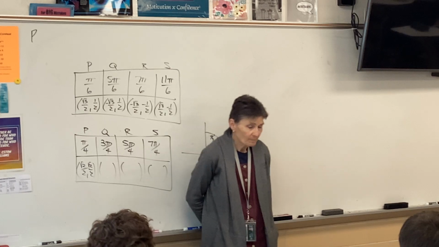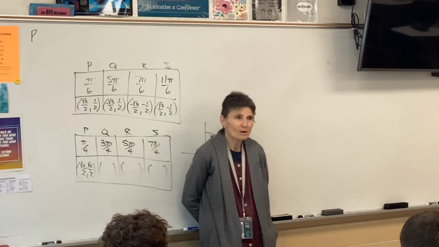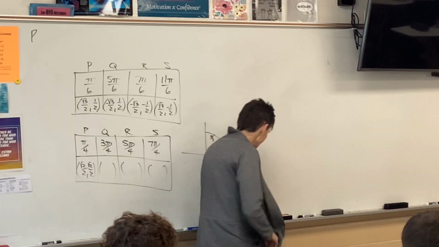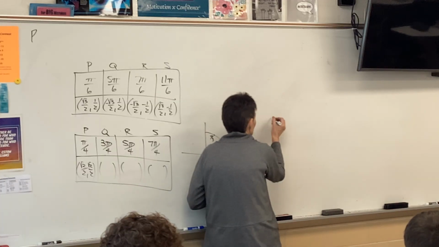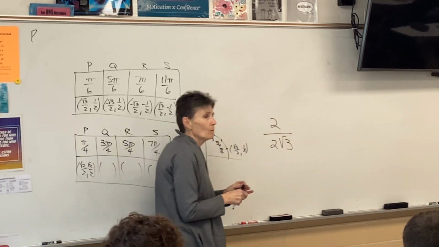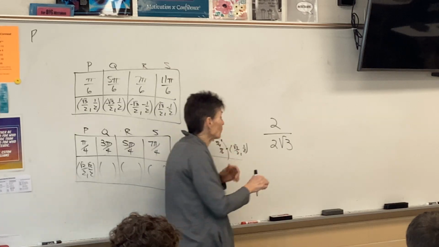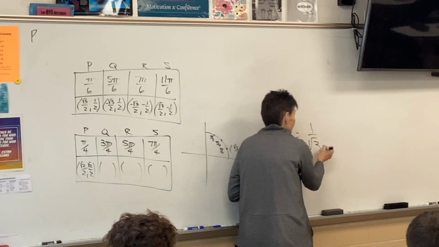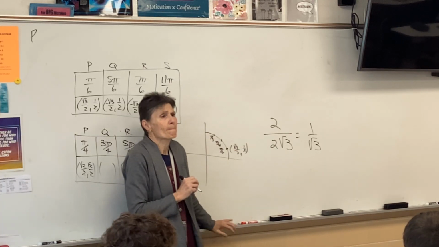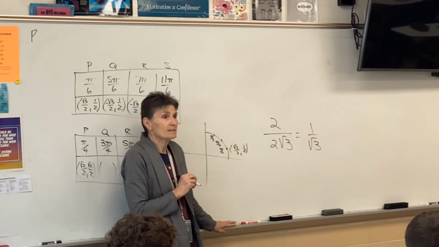Okay, C. Anybody get that far? Caitlin, I know you want to answer. 2 over 2 root 3. Now, can that be reduced? So that would be 1 over root 3? Is that okay? What quadrant am I in? Be careful. 5/6.